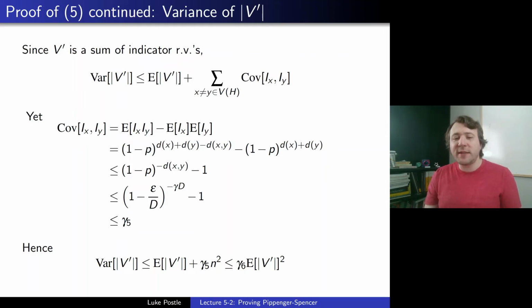Since we knew the expectation was some legitimate number that's linear in n, then this just adds a little bit more error. So we can indeed say that the E of V prime is just linear in n, so that doesn't really matter. We can just sweep that in, since n is large enough, into the gamma 6. So we get gamma 6 of the expectation squared.